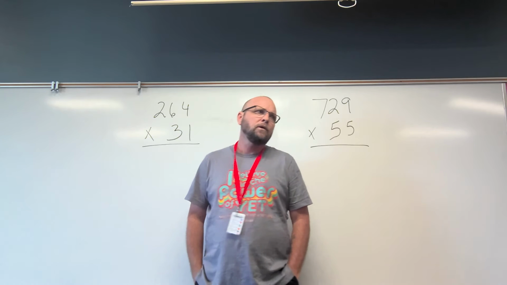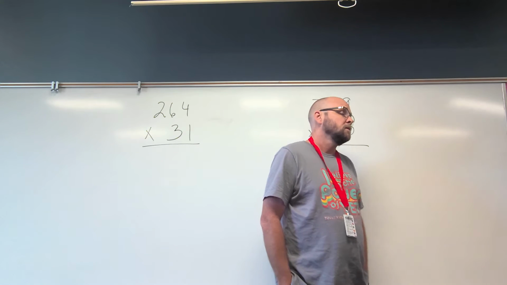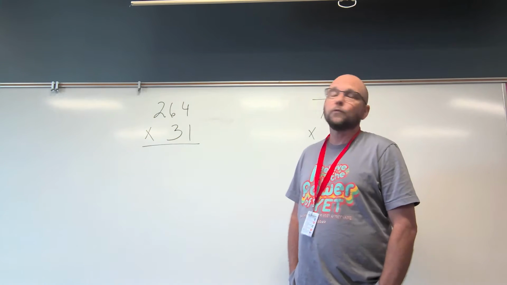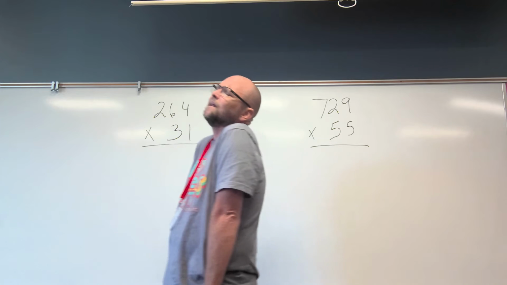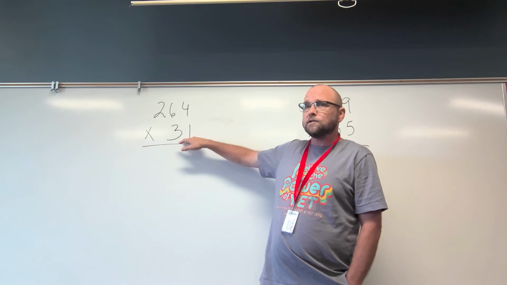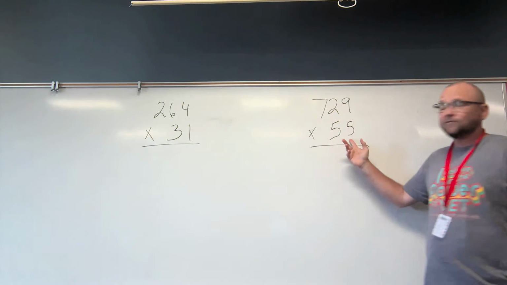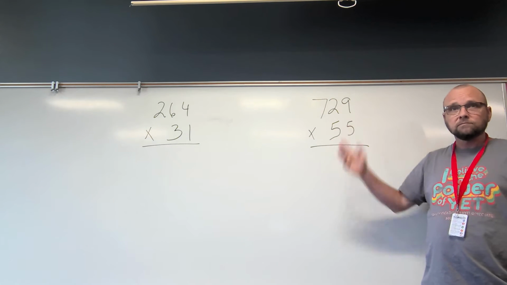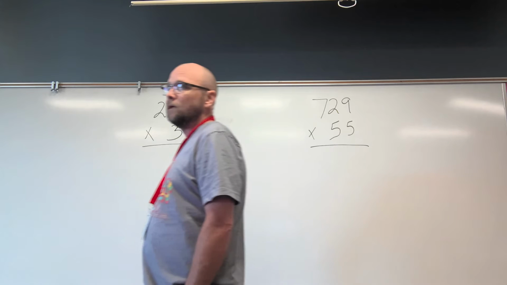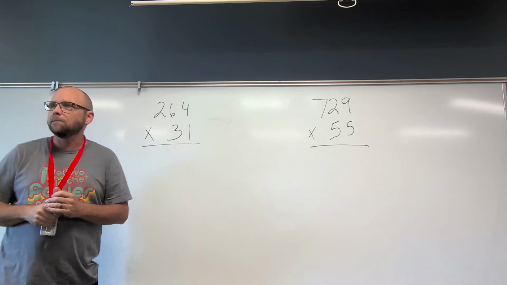Last week, we worked on 2-digit by 1-digit, 3-digit by 1-digit, and 2-digit by 2-digit multiplication. This week, we're going to work on 3-digit by 2-digit. It's not any more difficult. For example, in this problem, if you know your multiples of 1 and 3, that's really all you have to know. For this one, you have to know your multiples of 5. Neither one of these is really that difficult. But before we get started, we're going to talk about this first one, 264 times 31.